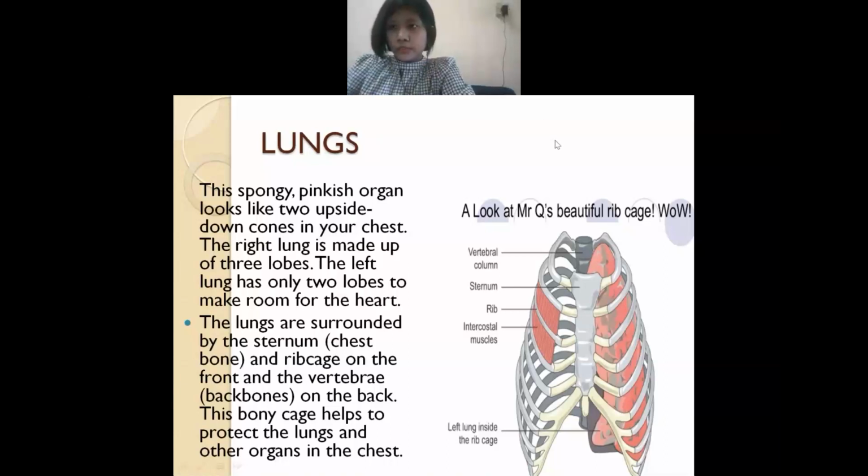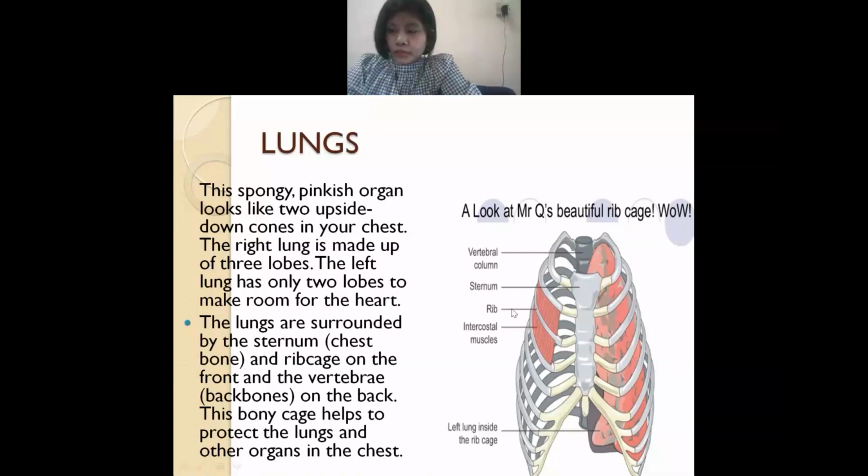So we were discussing the lungs. We have discussed the upper respiratory tract, then the lower respiratory tract. Then we have discussed the alveoli, the bronchioles, the bronchi, and so on. So now we will be discussing the lungs.